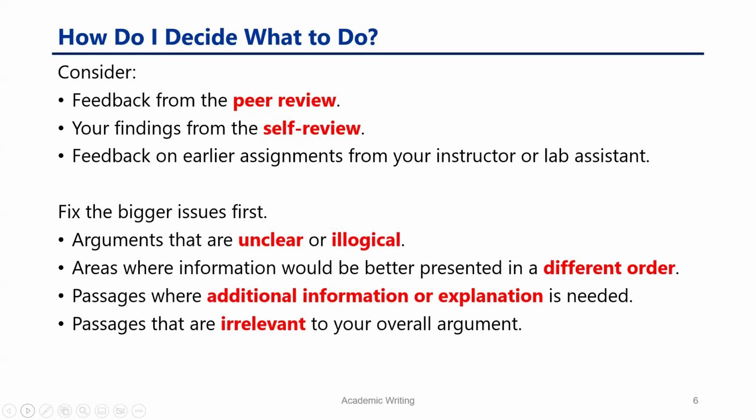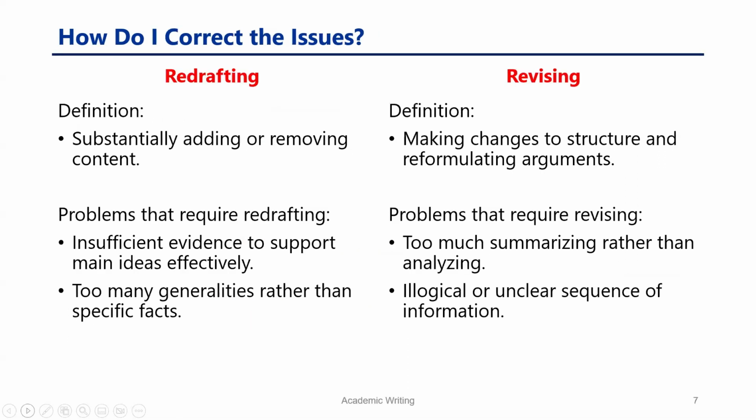Start by fixing the bigger issues first. Look for arguments that are unclear or illogical. Look for areas where information would be better presented in a different order. Look for passages where additional information or explanation is needed. And also look for passages that are irrelevant to your overall argument. Then you'll correct the issues through redrafting and revising.